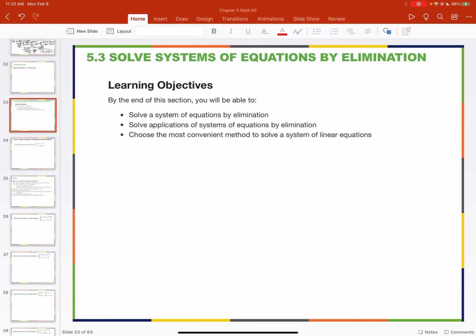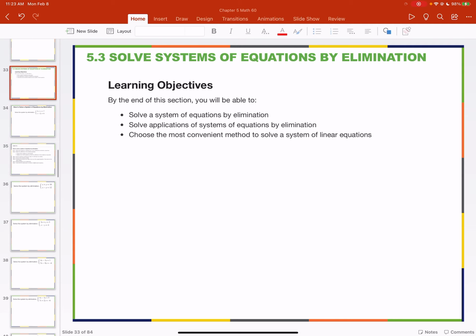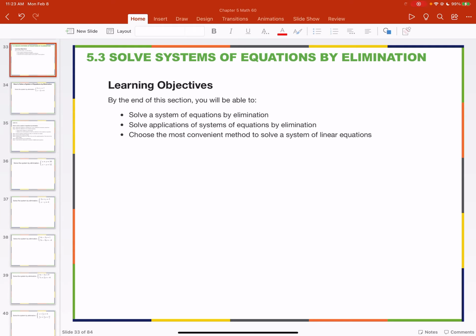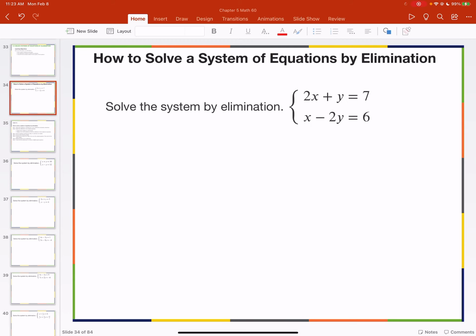Hello everyone, welcome to section 5.3, which concerns solving systems of equations using elimination. So we've covered graphing, we've covered substitution, so now we're covering the method of solving by eliminating one of the variables, and it's pretty cool. It's one of my favorites, so let's go ahead and get into it.